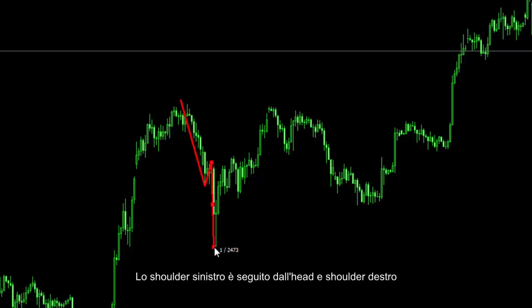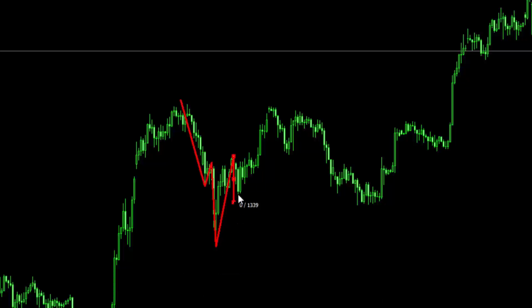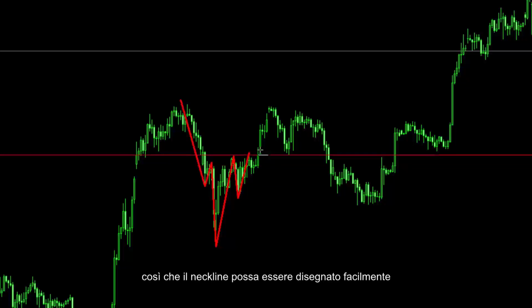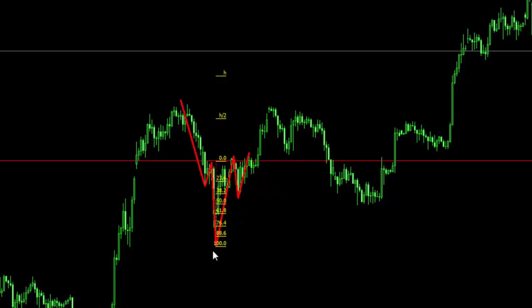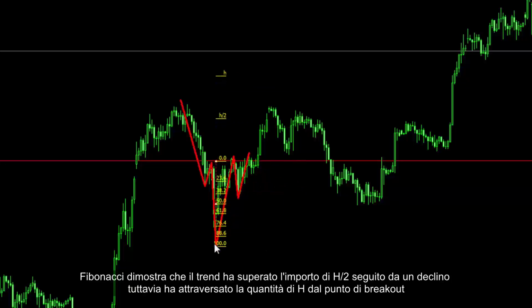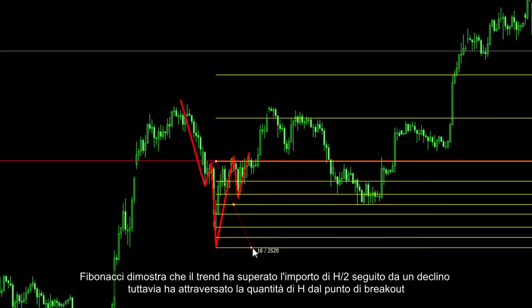Left shoulder is followed with head and right shoulder. So neckline can be drawn easily. Trend movement can be predicted by using a Fibonacci pattern on the H-line. Fibonacci shows that trend passed the H2 amount followed by a decline. However, it crossed the H amount from the breakout point.